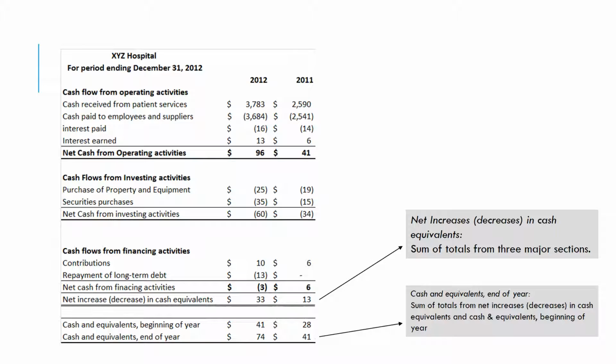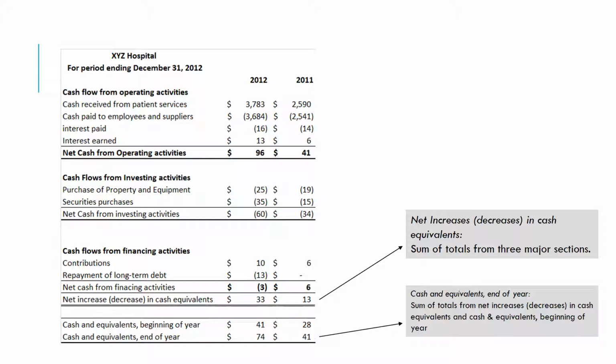And then we have our net increase or decrease in cash equivalents. This is the sum of the totals from the three sections. So if you take the 96, the 60, and the 3, that gets us to a positive 33.